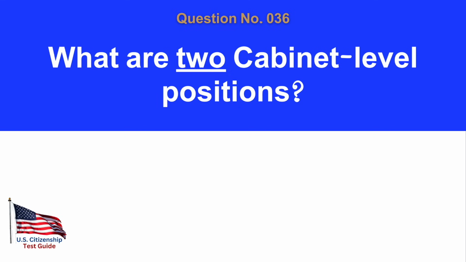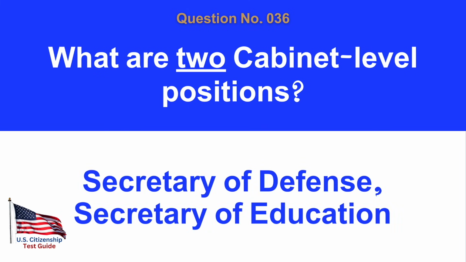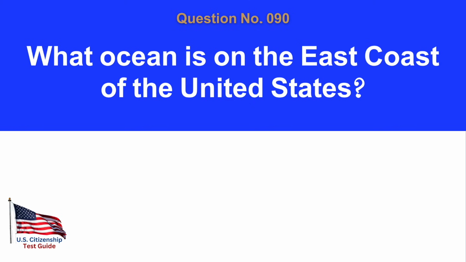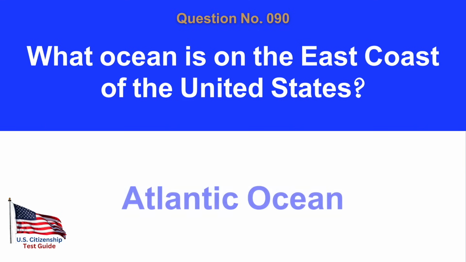What are two cabinet-level positions? Secretary of Defense. Secretary of Education. What ocean is on the east coast of the United States? Atlantic Ocean.